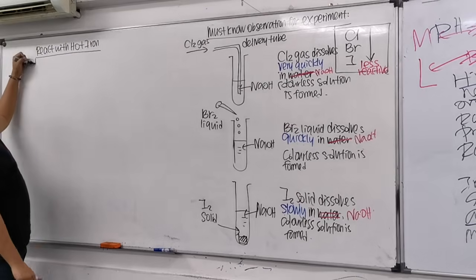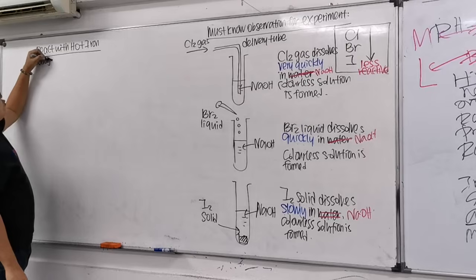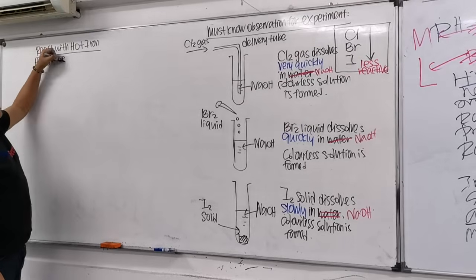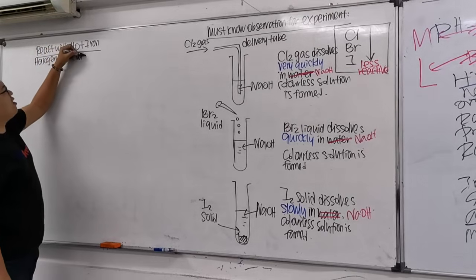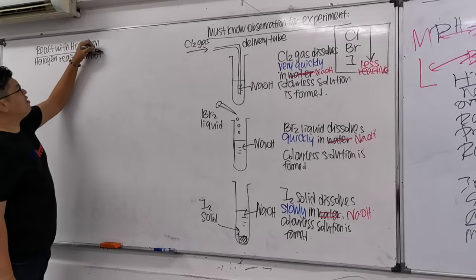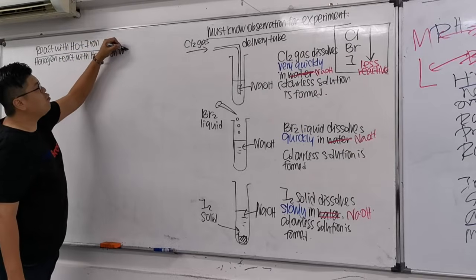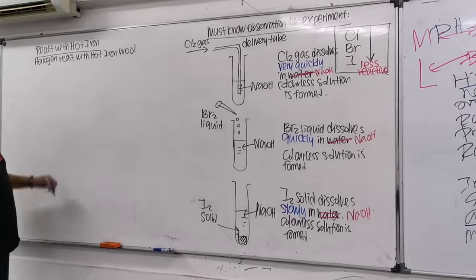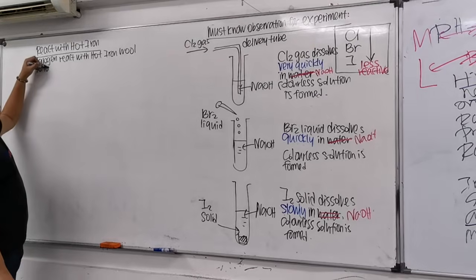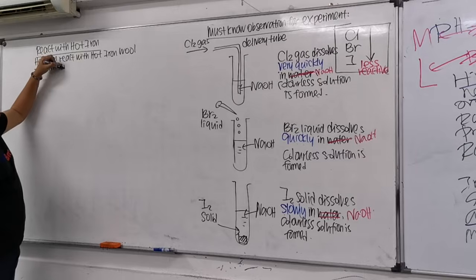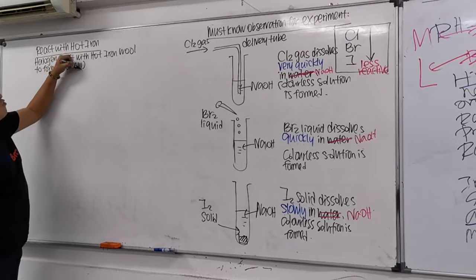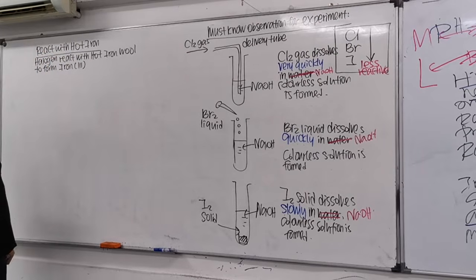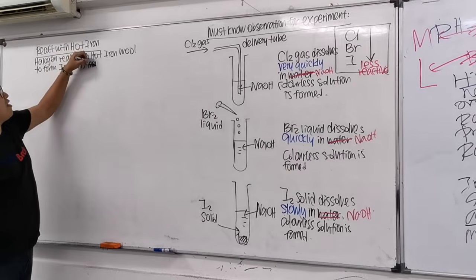Okay, first of all, when we have halogen, which is group 17, halogen can react with the hot iron. Okay? Sometimes they put the word iron wool. It's okay. So when the halogen reacts with the iron, you are able to form iron 3 halide.